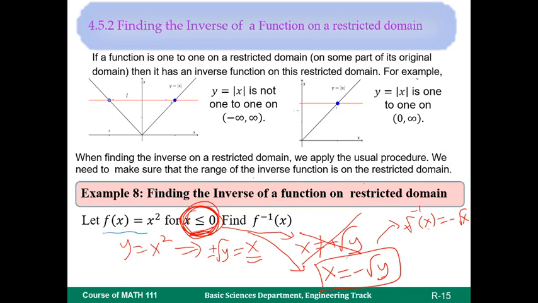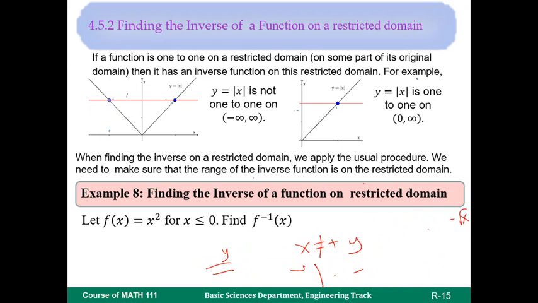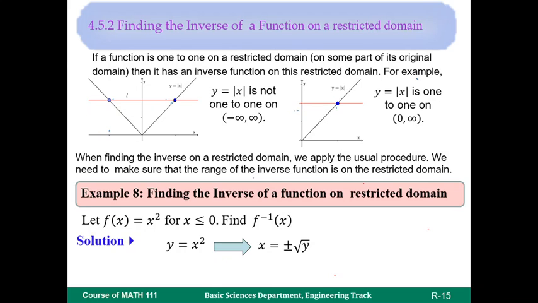This is very important here, because when you solve for x, you will get two values and you decide which one. After you find the correct one, you go to this procedure, changing x to f inverse of x and y to x. Okay, here is what we have. You solve it for x, you isolate x, you get two values, and now you pay attention to what x is here. x is less than or equal to 0. It means x should be the negative one.